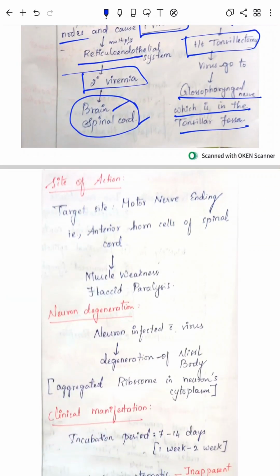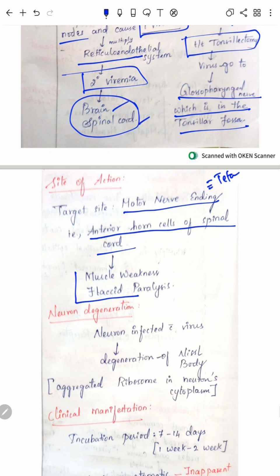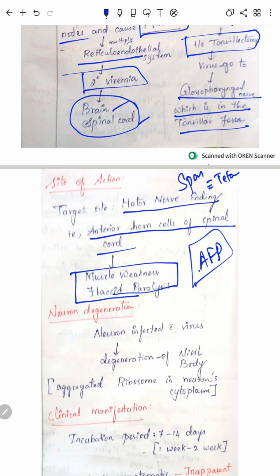Okay, the site of action of polioviruses. The target site of action is the motor nerve ending, which is similar to tetanus. That is, the poliovirus first enters the anterior horn cells of the spinal cord, and it spreads into the muscle and causes muscle weakness and flaccid paralysis. Already I said, AFP. The first thing you should keep in mind regarding polio is AFP, acute flaccid paralysis. In tetanus, spastic paralysis is seen.